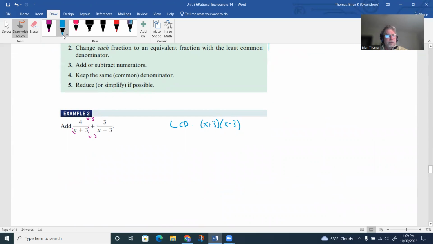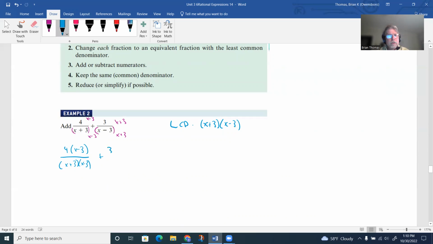So again, we're going to have this 4 times this quantity x minus 3 on the top over x plus 3 times x minus 3. Plus then this next fraction, since there's an x plus 3 already there, I'm going to need an x plus 3, but I got to multiply the top and bottom by that x plus 3. That's my mental thinking. So that's kind of my mental strategy that I'm just showing there.